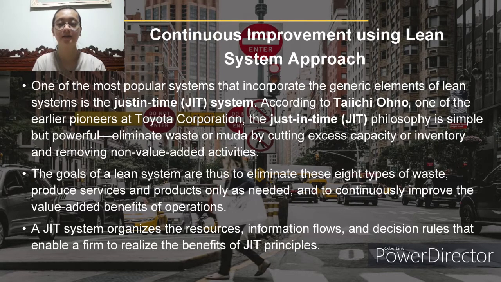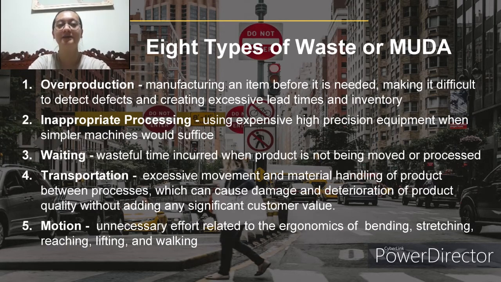The JIT system organizes the resources, information flows, and decision roles that enable a firm to realize the benefits of JIT principles. 8 types of waste or MUDA. Overproduction: manufacturing an item before it is needed, making it difficult to detect defects and creating excessive lead times and inventory. Inappropriate processing: using expensive high-precision equipment when a simpler machine would suffice.